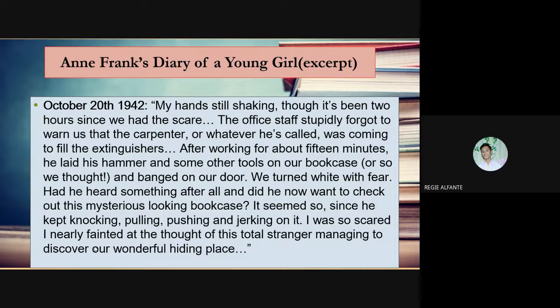So this is an excerpt from Anne Frank's Diary of a Young Girl. This is an example of factual events or true events. Anne Frank's Diary of a Young Girl recounts the young teen's experience of hiding with her family in World War II. Anne Frank died in the Holocaust during the German occupation in the Netherlands.